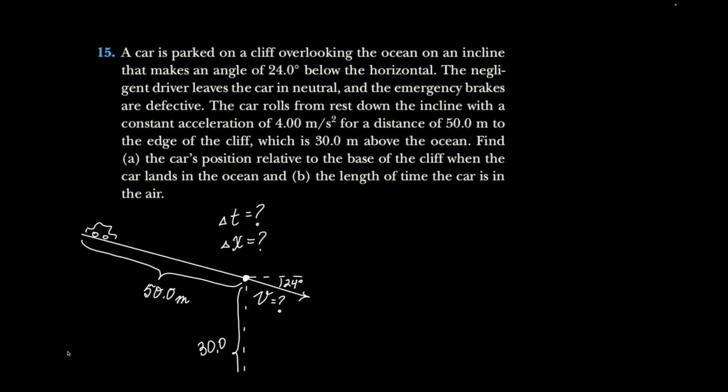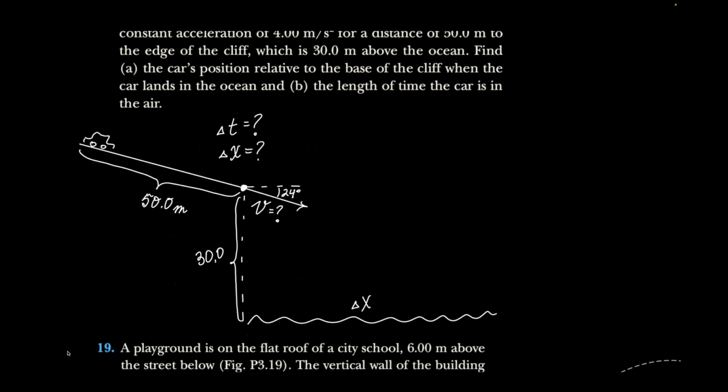Because of the incline, the car accelerates at 4 meters per second squared for the distance of 50 meters. By the time it gets to the edge, it has a certain velocity, which is also 24 degrees below horizontal. With that velocity, it's going to fall into the ocean, which is 30 meters below that edge. Two things we need to know: the time in the air and how far the horizontal displacement is.